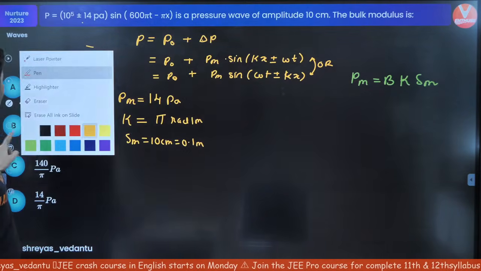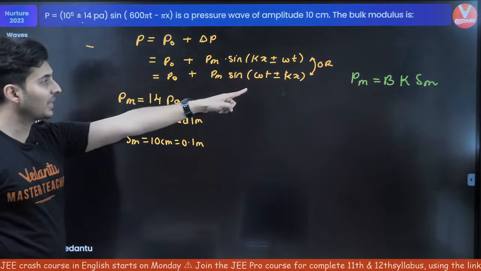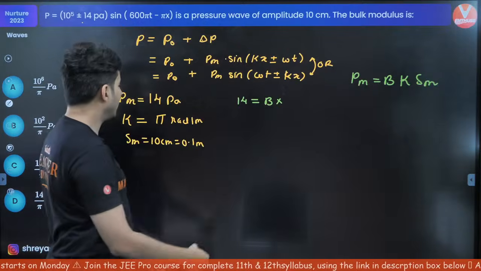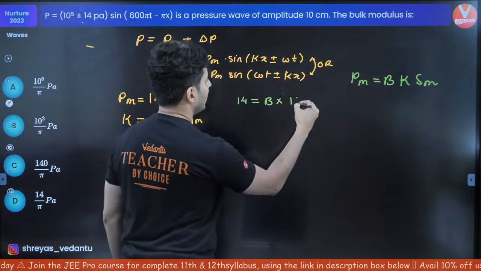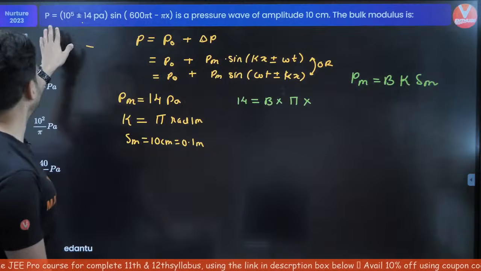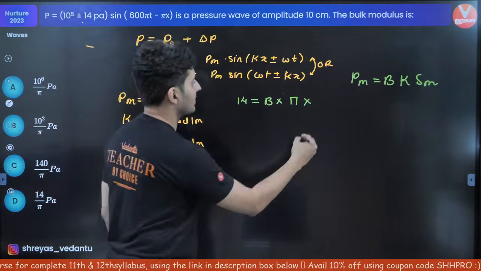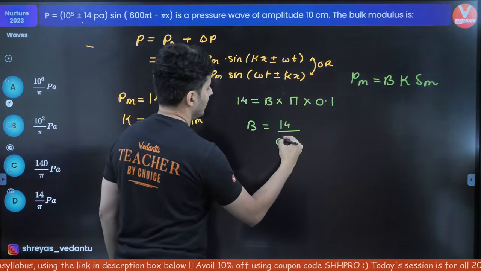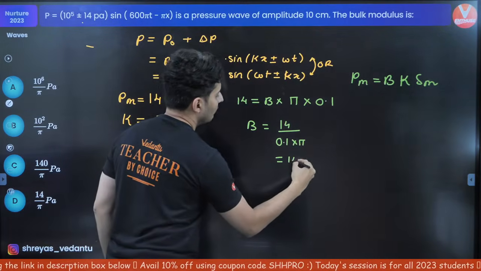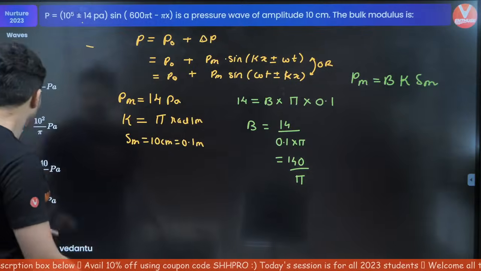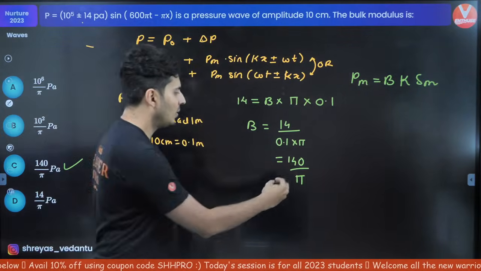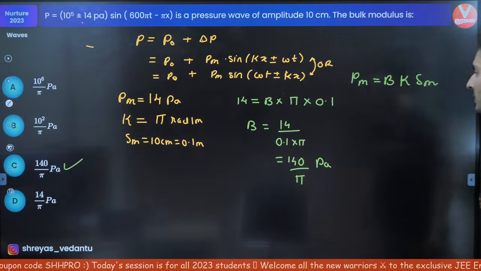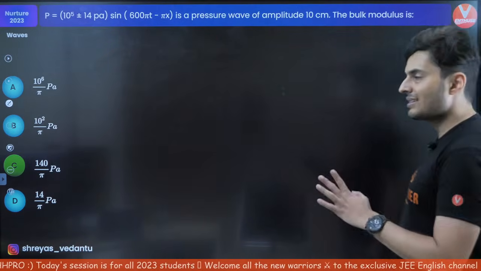So let's try this out. It's not that difficult. Let's start substituting everything and see what we get. 14 will be B into K. K is pi, so just put pi over here, into Sm, the displacement amplitude, which I just got as 0.1. Therefore, B will be equal to 14 divided by 0.1 into pi, which is nothing but 140 divided by pi. Is it there somewhere, 140 by pi? Yes, it is there. Obviously this will be in pascals in SI unit. As simple as that. Yes, Dharan, correct. Option C. Very good.